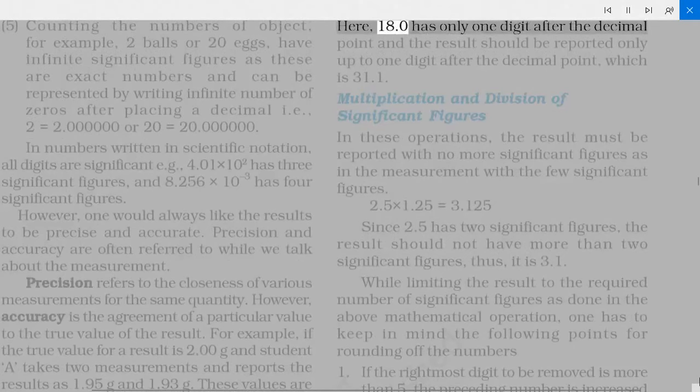Here, 18.0 has only one digit after the decimal point, and the result should be reported only up to one digit after the decimal point, which is 31.1.